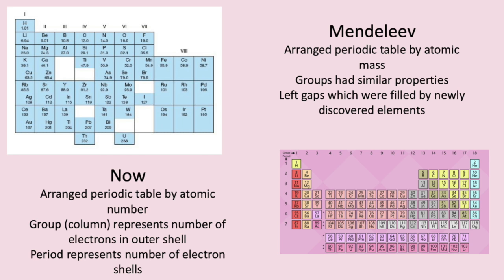However, his periodic table did not contain the noble gases. Now the periodic table is arranged by atomic number. The vertical columns are called groups, and the rows are called periods. Across the periodic table, there are lots of different trends, with electron configuration, ionization energy, structure, and melting points.